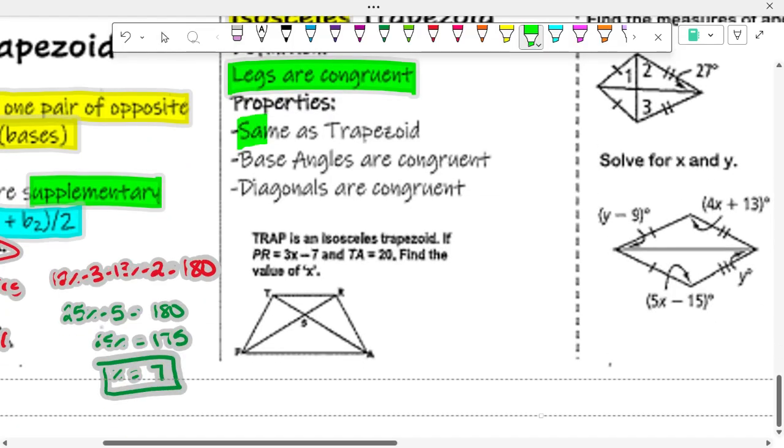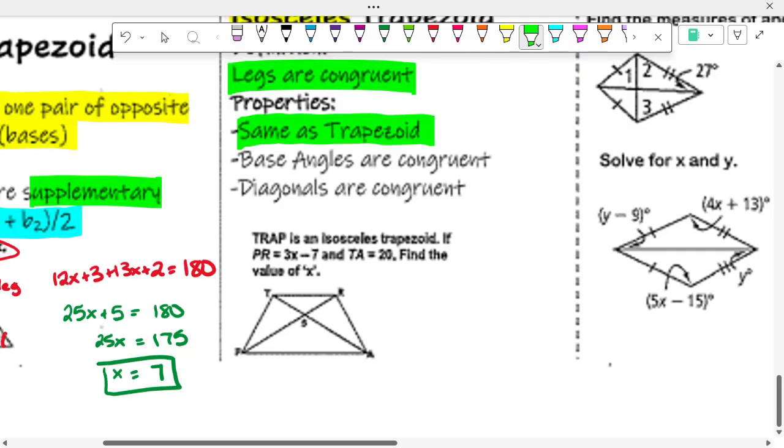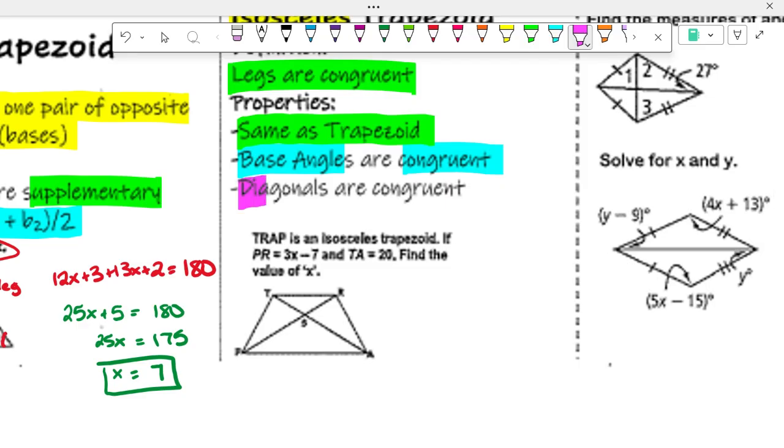Now, the properties are the same as a trapezoid. In the hierarchy, a general trapezoid would come first, then isosceles trapezoid, and a parallelogram is technically an isosceles trapezoid because the opposite sides are congruent. But I'm not going to add isosceles trapezoid in the hierarchy. Just know that a trapezoid becomes a parallelogram. And the base angles are congruent, and the diagonals are congruent.